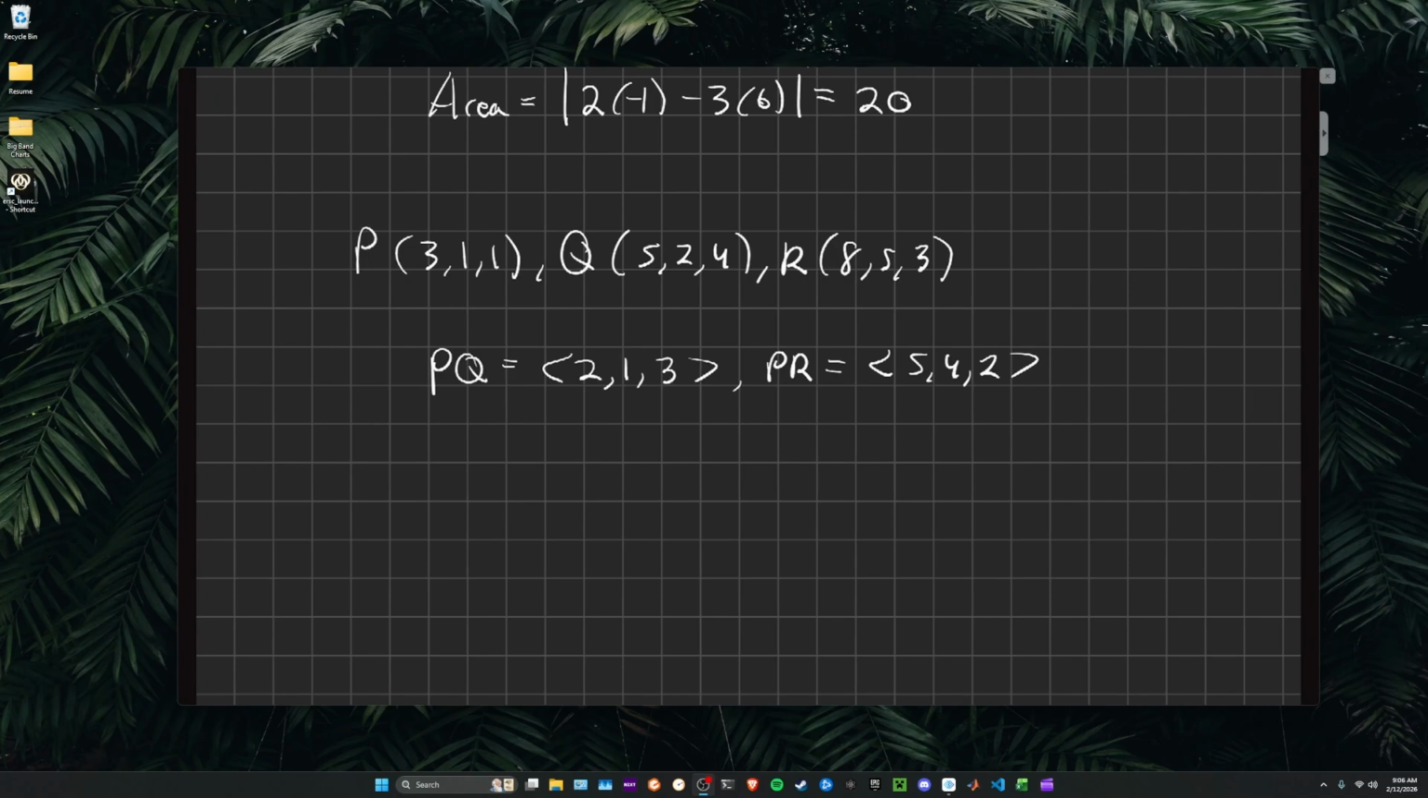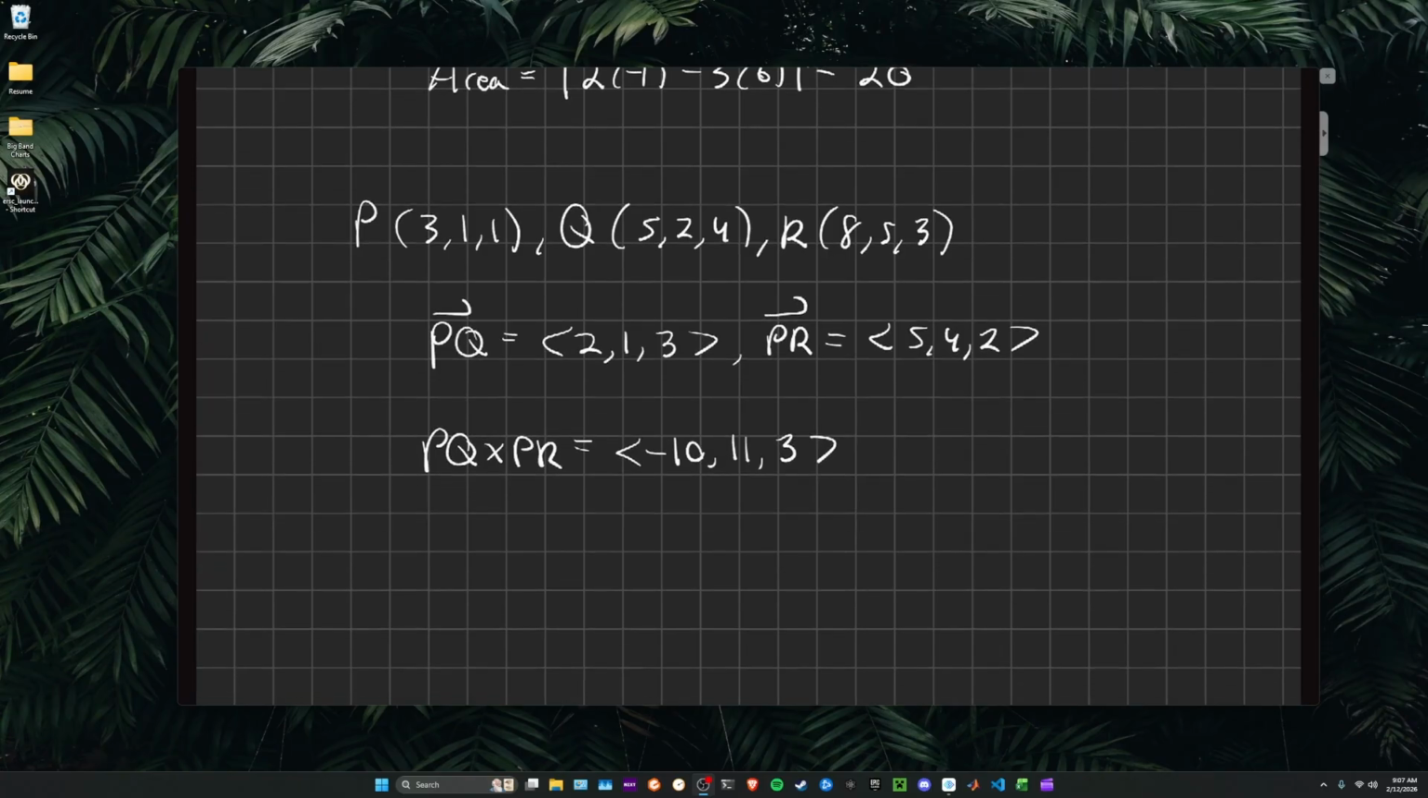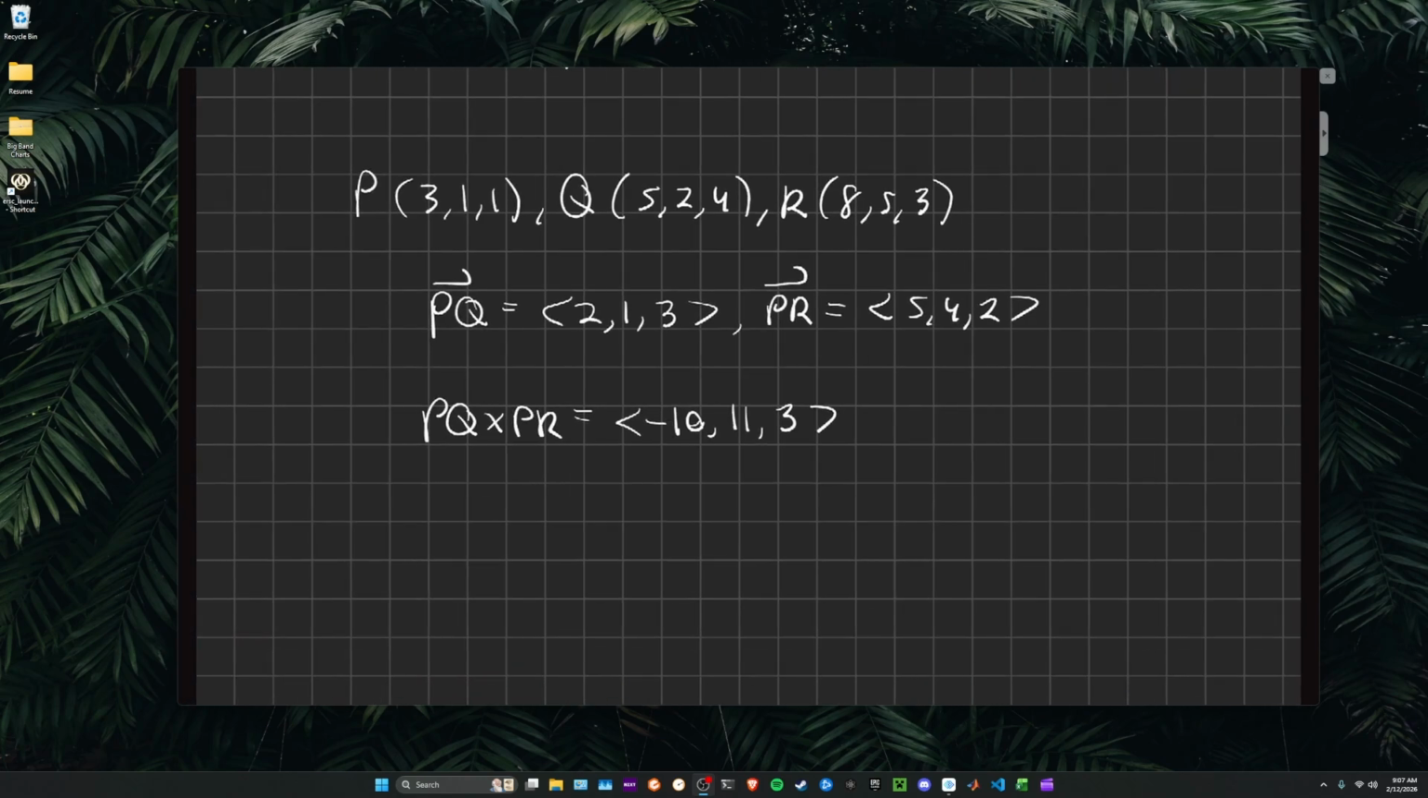So a normal vector is given by the cross product, right? The cross product always yields some vector C that's perpendicular to the input vectors, say A and B. So in this case, we're thinking of these actual segments here as our vectors. So we're looking at PQ cross with PR, which comes out to be -10, 11, and 3. So one non-zero orthogonal vector would be this vector here, given by negative 10, 11, and 3.